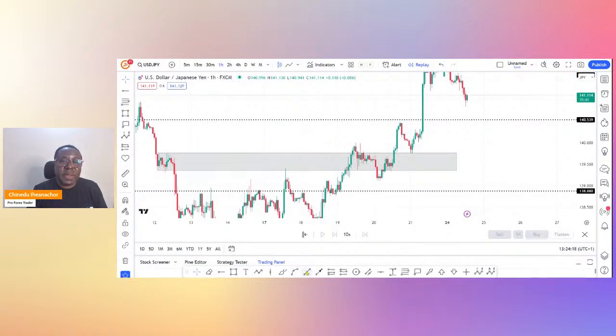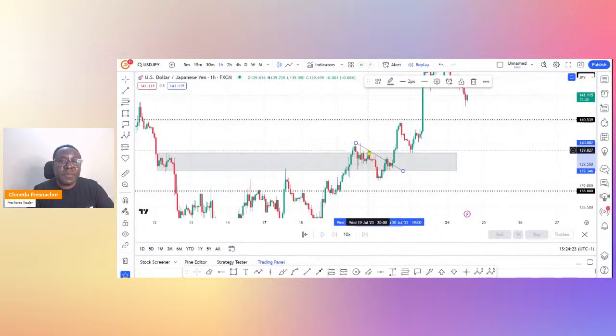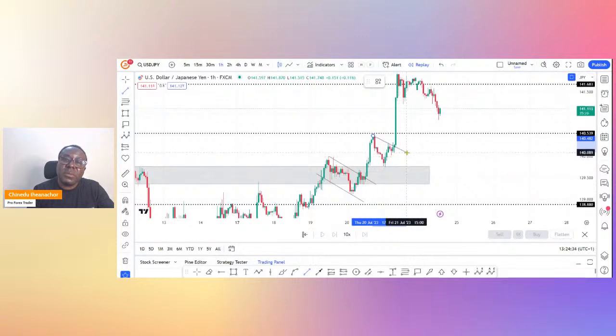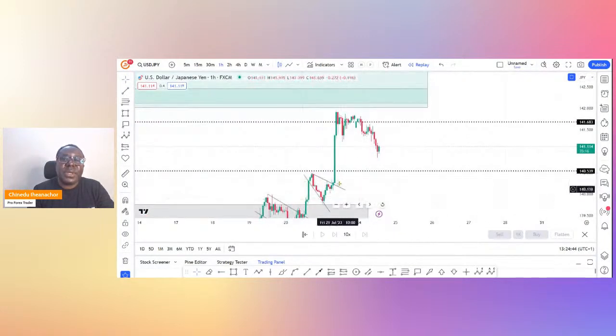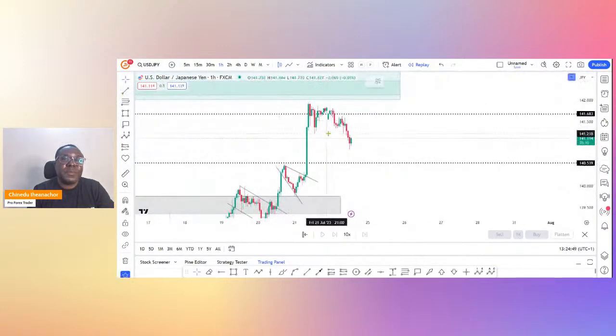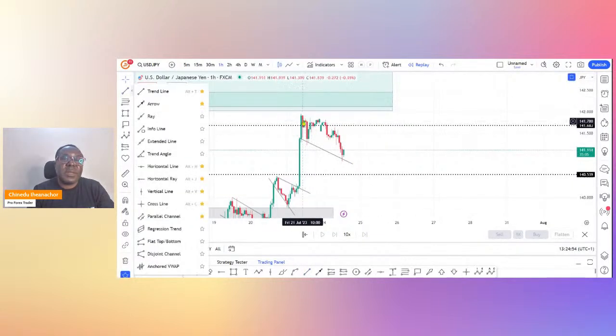There is a flag. I identify a flag here, which got broken and market price pushed. This is another one. This is another correction that happened here. Okay, this is a wedge, and then another correction is happening. So we can do this like this, and here.